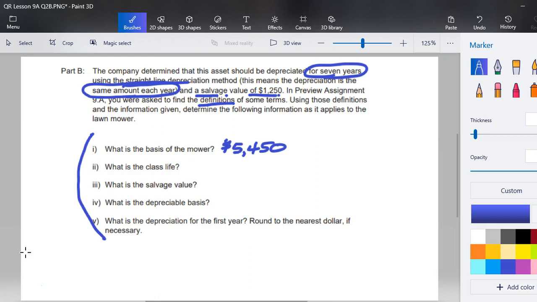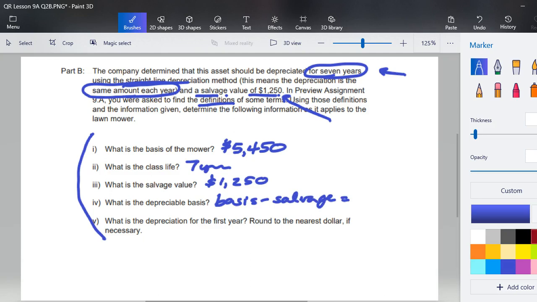What is the class life? Class life comes from this problem, 7 years. Salvage value, they gave it to us in this problem. It's $1,250. And then the depreciable basis. The depreciable basis is taking the basis and subtracting the salvage. Here's basis, here's salvage. When we take basis minus salvage, I'm getting $4,200.